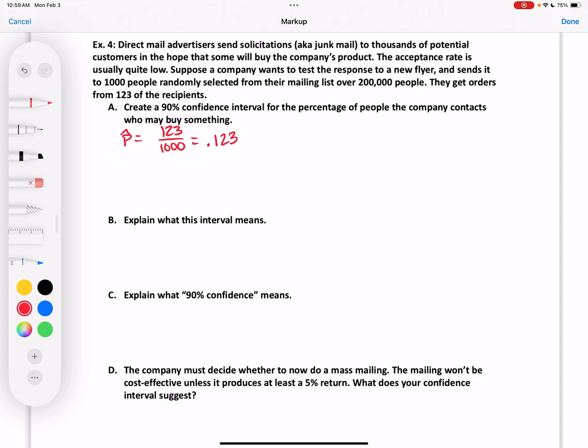All right, so let's look at the conditions. Are these people independent? Yeah. One person getting it or not getting it or responding or not responding does not affect the next. Are they random? Yep, they specifically tell us that they were randomly selected. 10% condition, is this less than 10% of all the people? Yep. And success failure, if I take this number and multiply it, both of them are obviously going to be greater than 10. So I'm just going to note that conditions are met.